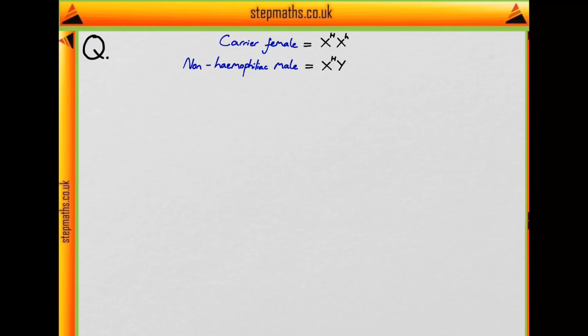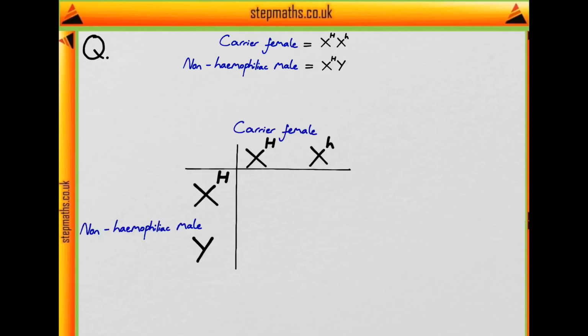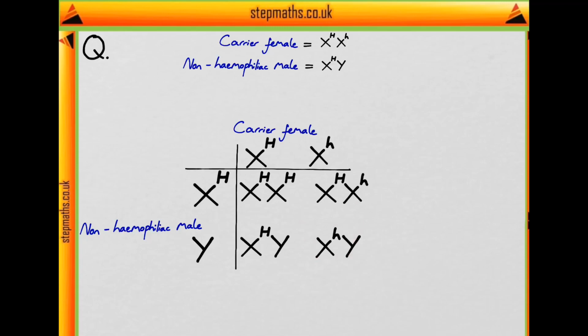We're told that the carrier female and the non-haemophiliac male plan to have a child, and so we can use the Punnett square technique to work out the potential genotype of their offspring. So, this is the Punnett square here, with the carrier female genotype shown here, and the non-haemophiliac male genotype shown here. So, we can begin to fill in this Punnett square by essentially multiplying the columns with the rows. So, for this first point here, this is the genotype of the offspring that we would find. This is X with a capital H times X with a capital H. And so we do this for each of the 4 points to get these 4 potential genotypes for the offspring.